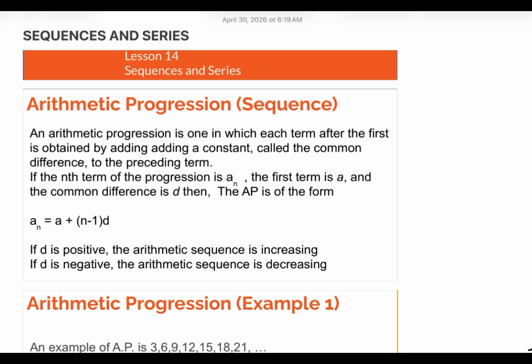If d is positive, the arithmetic sequence is increasing. If d is negative, the arithmetic sequence is decreasing.